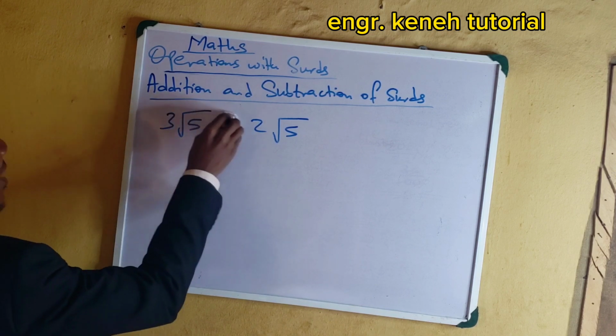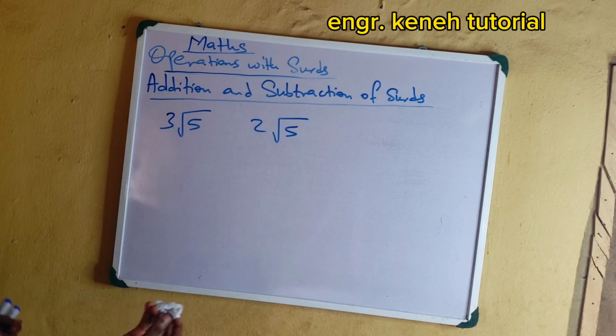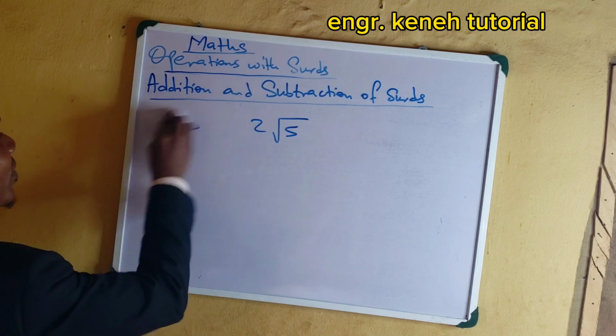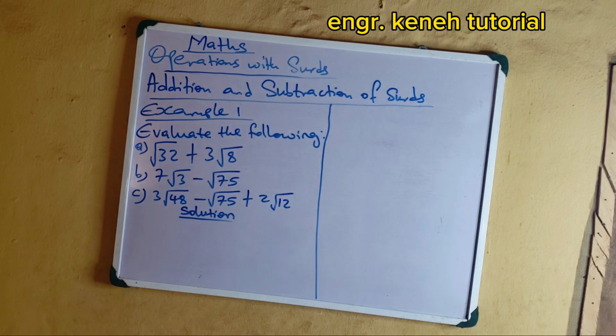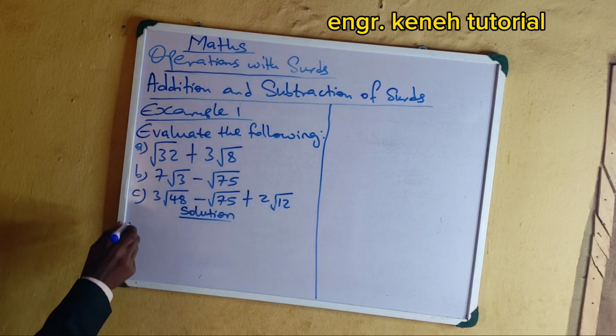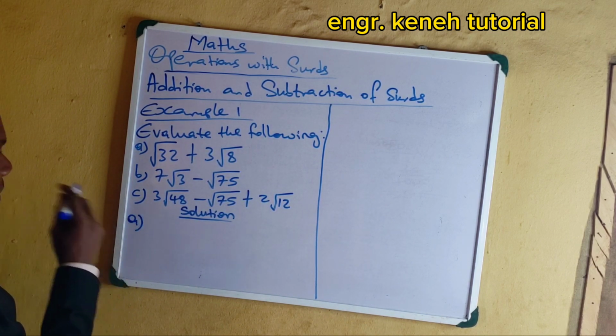All right, let's take some examples so that you understand it better. We have example 1. Example 1 says, evaluate the following. When you look at these questions, they involve addition and what? Subtraction of surds. So we have number A like this. Let's start with number A.